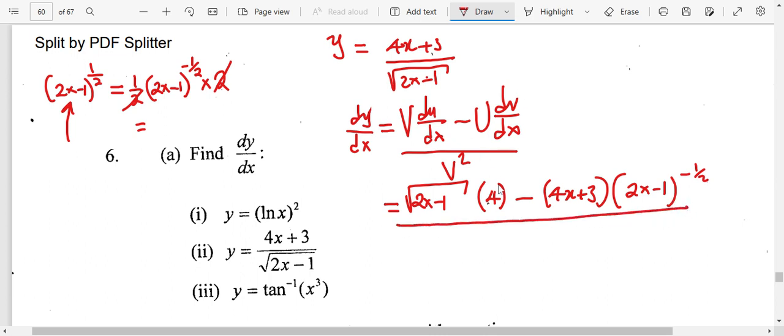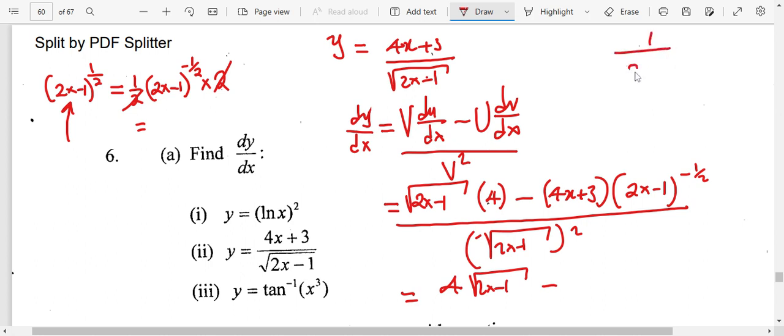And then write whatsoever that was in the denominator, which is the v, square it. So I've got square root of 2x minus 1, now square this. So I'll now bring this 4 in front, that will be 4 square root of 2x minus 1. Then you have got minus. Now, when you have got this 2x minus 1 to the power negative half, we can write it as 1 over 2x minus 1, and then the power becomes positive half. Anything to the power positive half is the same as square root.